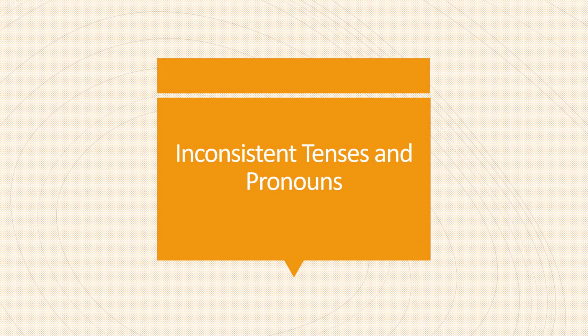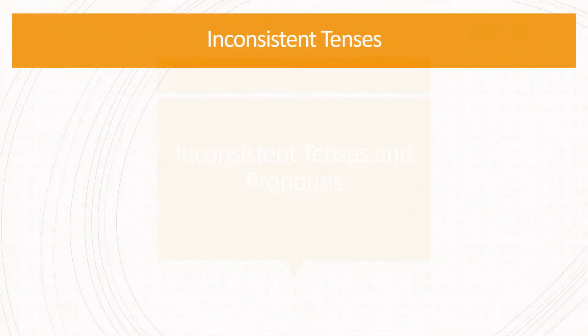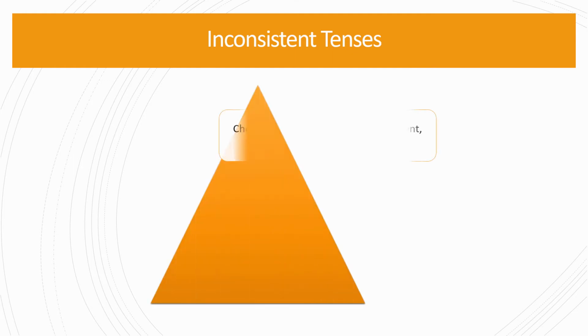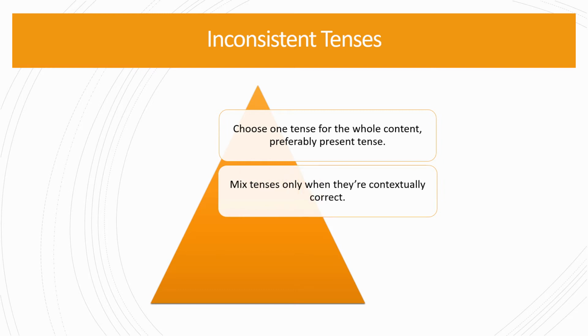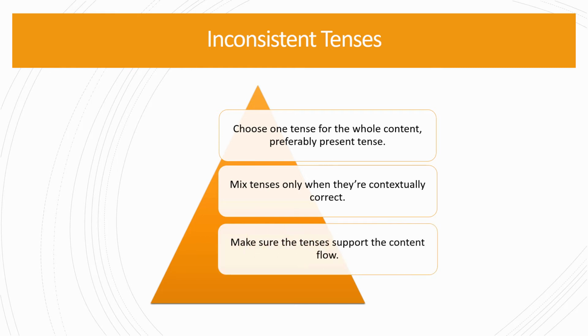Inconsistent tenses and pronouns. To avoid errors in this area, choose one tense for the whole content, preferably present tense. Note that present tense is the best choice while writing learning material. Second, mix tenses only when they're contextually correct. For instance, you can use past tense when talking about an earlier task or a previous software update. And finally, make sure the tenses support the content flow. The sequence of events and the writer's intent should come through clearly.